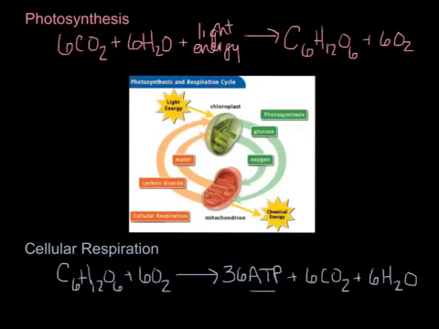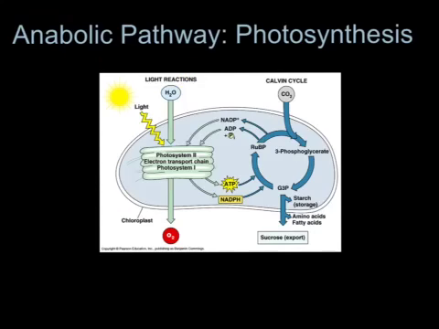So let's talk about what types of reactions both of those are. Photosynthesis, as you might have guessed, is an anabolic pathway, right? Anabolic, remember, building things. We're taking those small carbon dioxide and water molecules and building a larger glucose molecule. Okay? And then getting some oxygen in there as well. We're not going to focus on all of this, but photosynthesis is divided up into two major steps, the light reactions right here, and then the Calvin cycle.